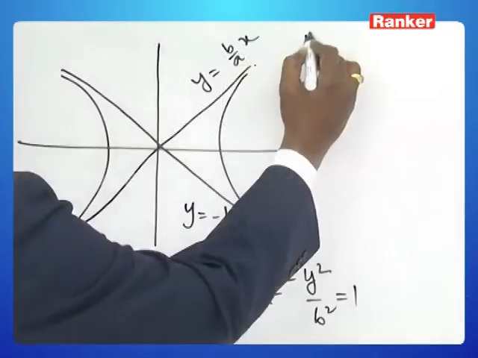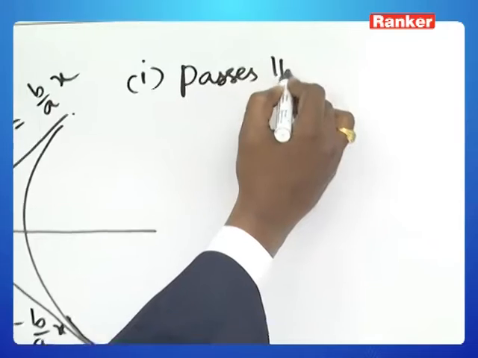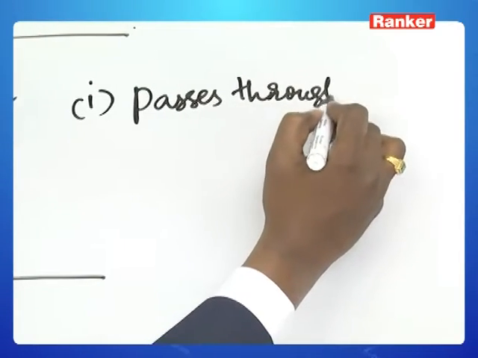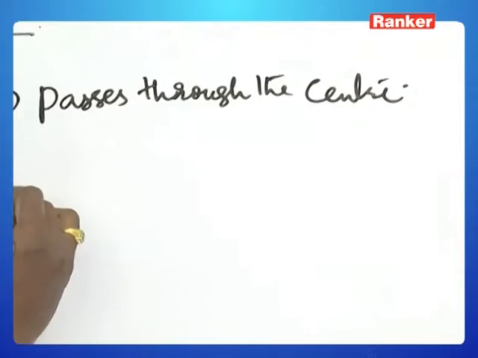First one, asymptotes always pass through the center of the hyperbola.